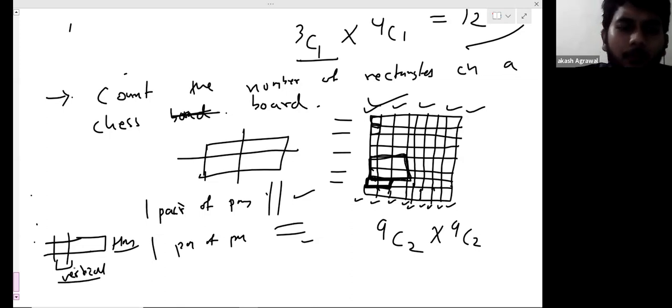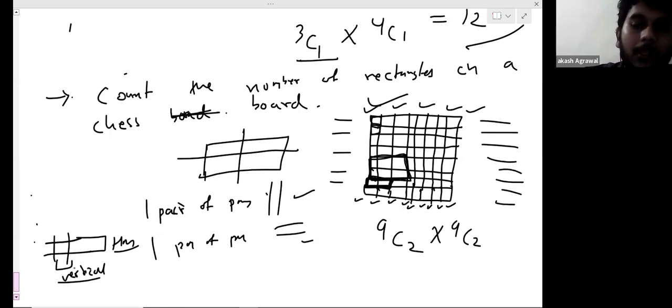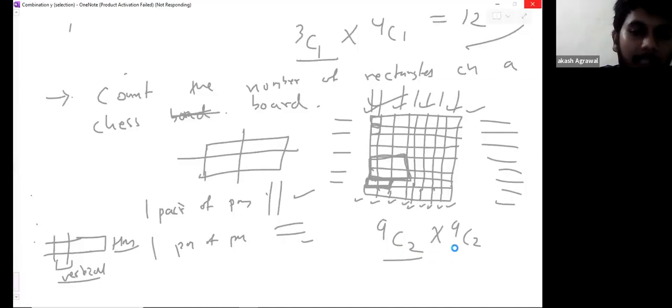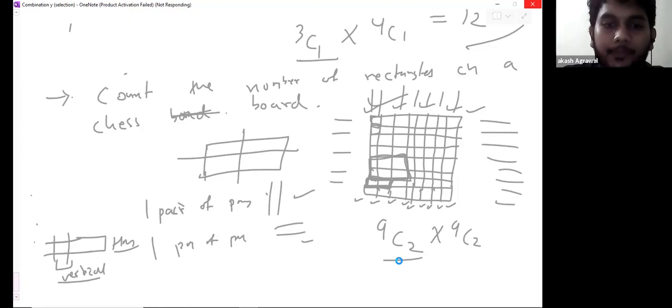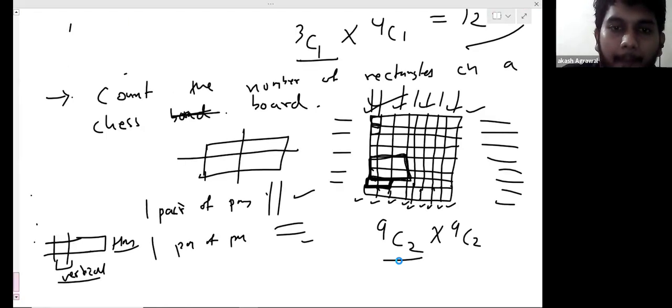So that is what we are doing. We have 9 horizontal lines, and I need 2 to get a rectangle. So I chose 2 horizontal lines. Same for vertical. We have 9 vertical lines, but I only need 2 to get a rectangle. So 9C2. If I multiply them, then I'll get the number of rectangles. Yes or no? Okay. Last question of geometry based.